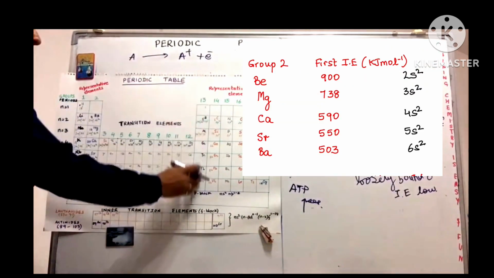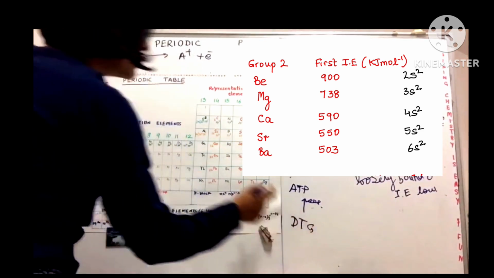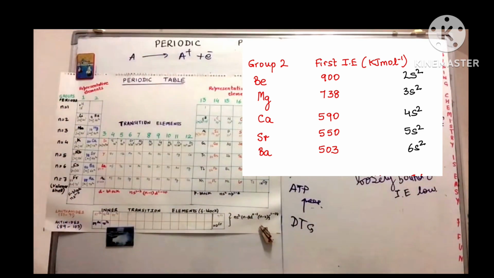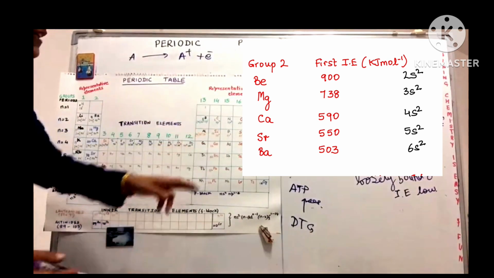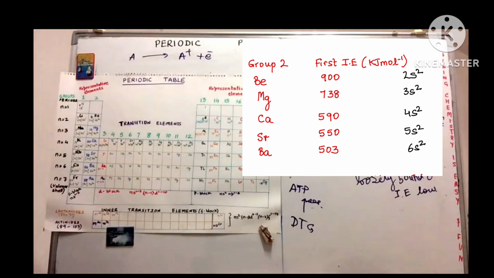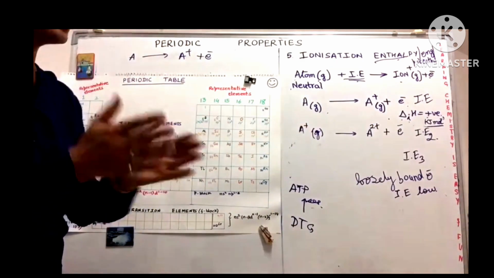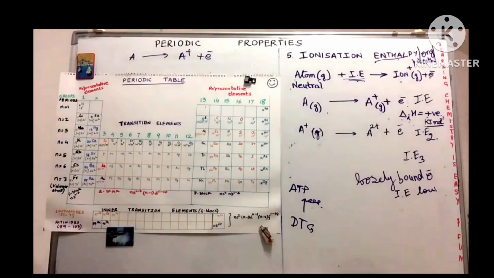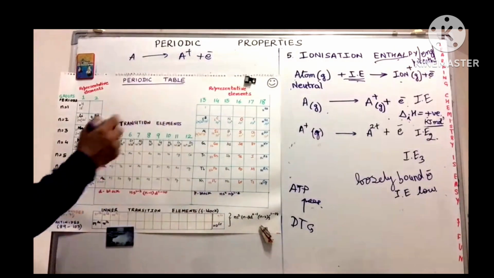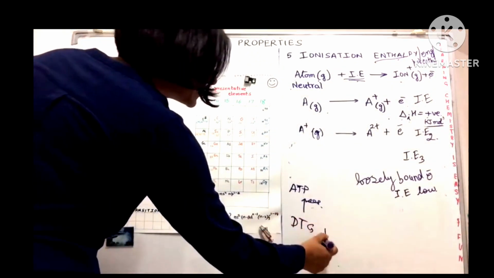Come to down the group. When you are talking about down the group, what is happening to the atomic size? Here at each stage, if you notice, the valence shell is increasing. The number of valence electrons remains the same, but second, third, fourth, fifth, sixth, what's happening to the size of the atom? Yes, it is increasing. Will it be easy or difficult for you to remove the electron? Very easy. So down the group, will ionization enthalpy increase or decrease? Yes, it will decrease.